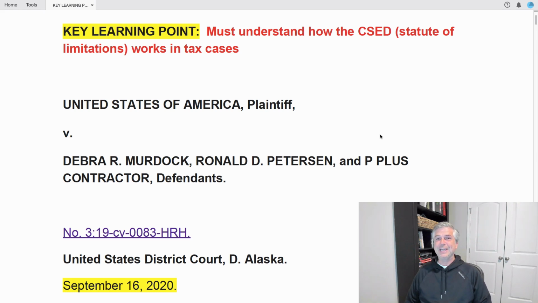We're going to look at a case decision involving tax resolution. And this is actually a lawsuit, which we don't see too often with back taxes, but it's a lawsuit brought by the federal government against a couple of taxpayers. And here's the key learning point. We have to understand the CSED, C-S-E-D, which is basically the statute of limitations in tax cases.